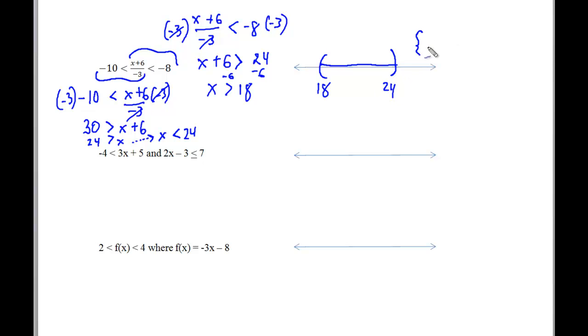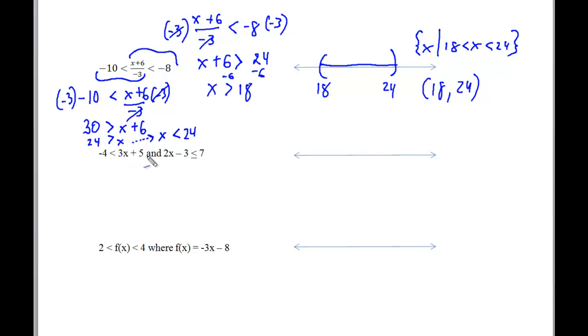So my set builder notation is going to be 18, 24, like so. And my parentheses is going to be 18, comma 24, like that. That's my interval notation. All right, let's see what we got here.